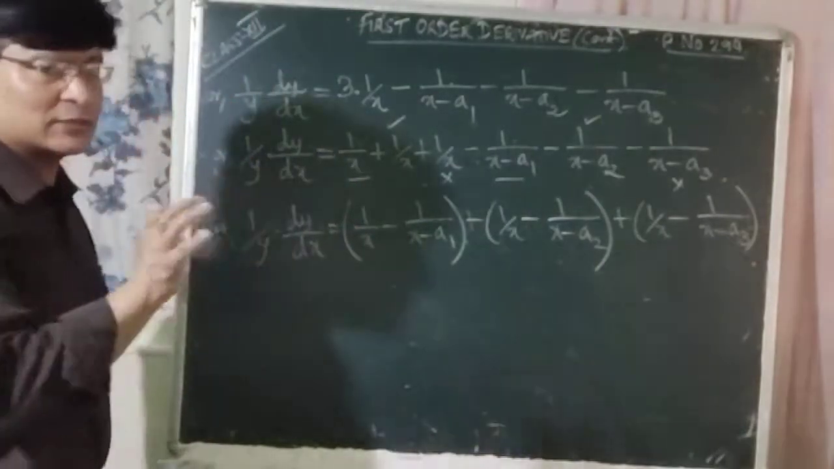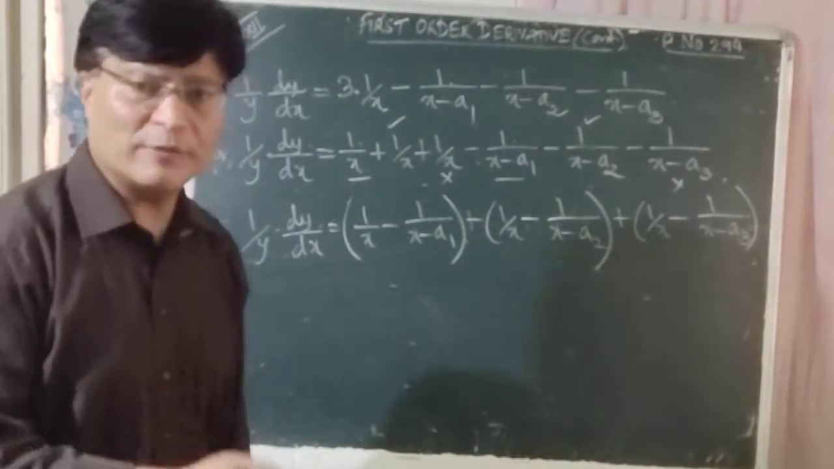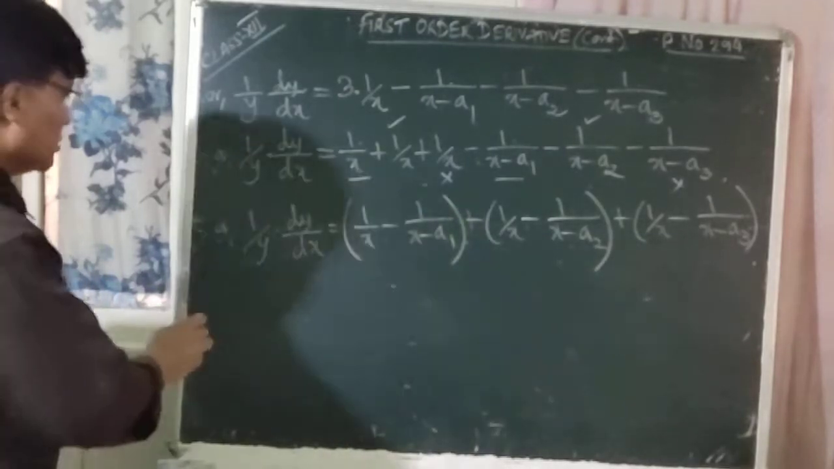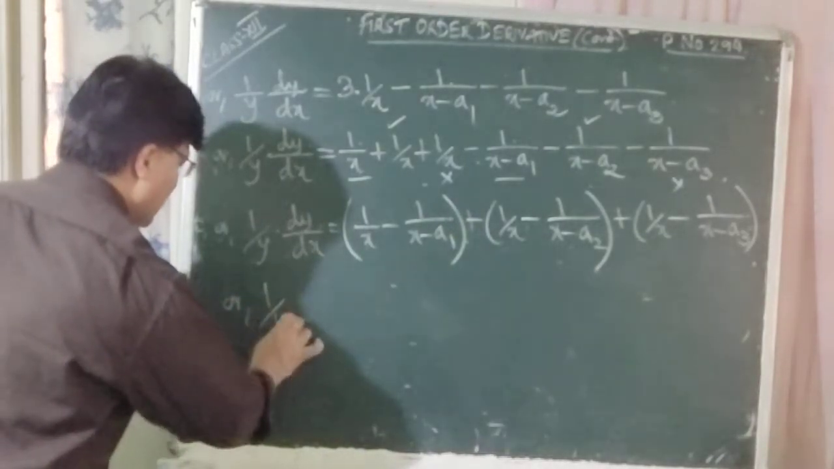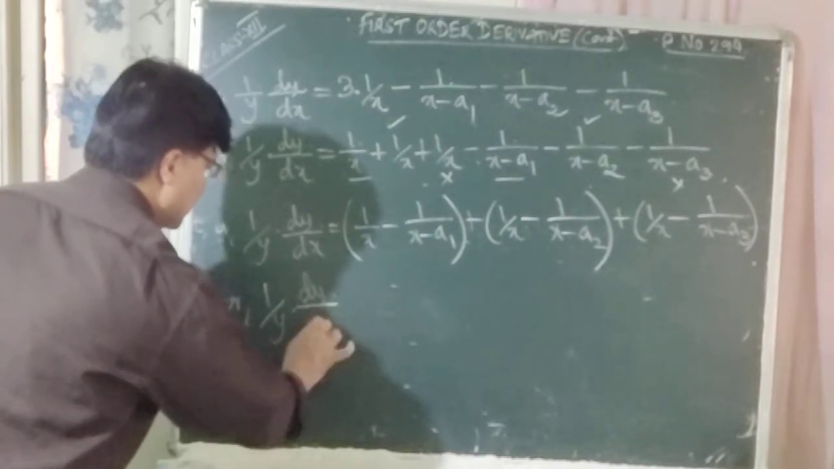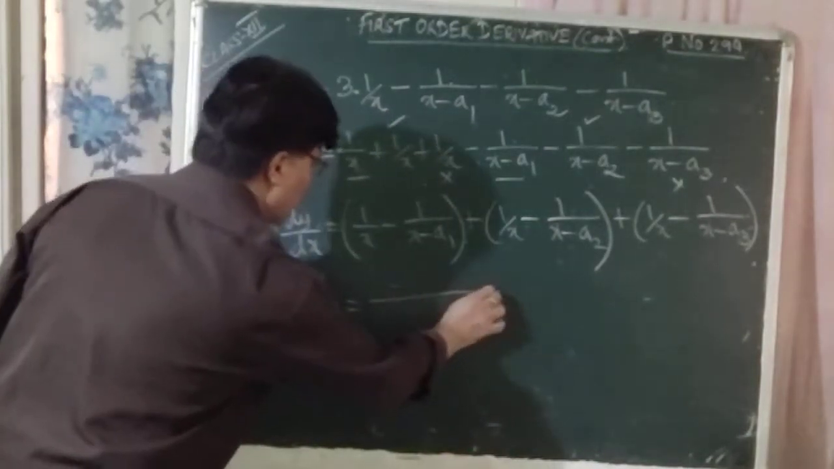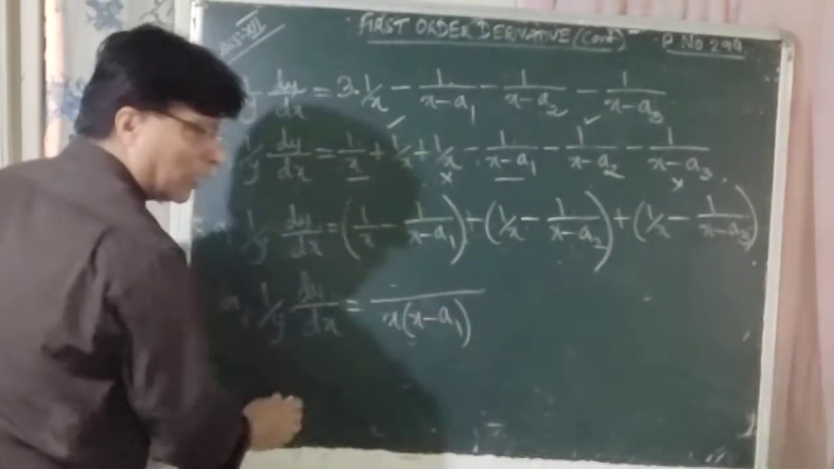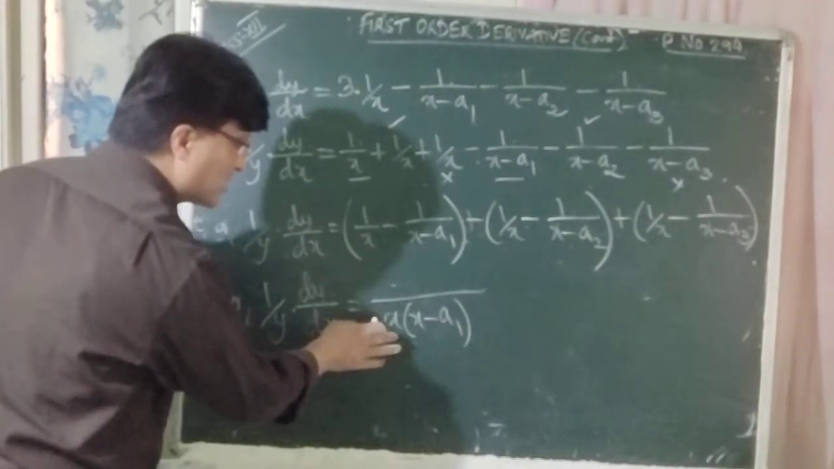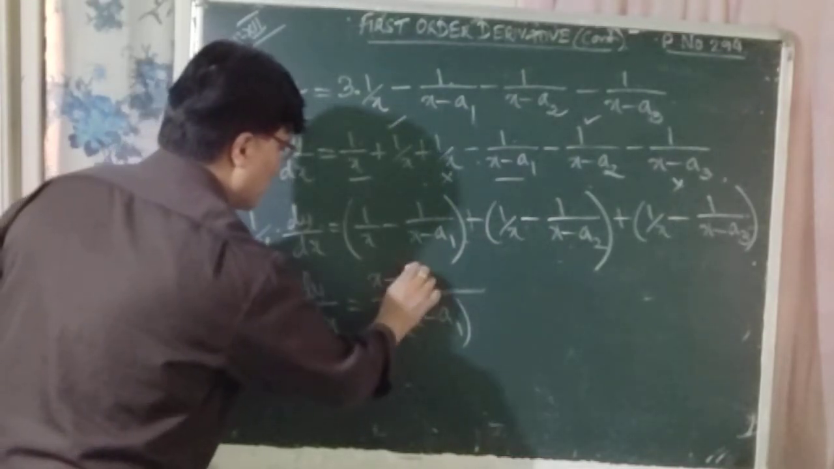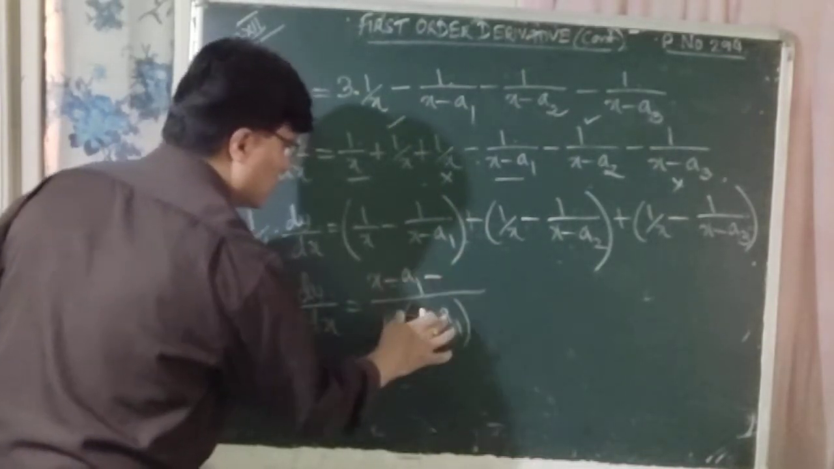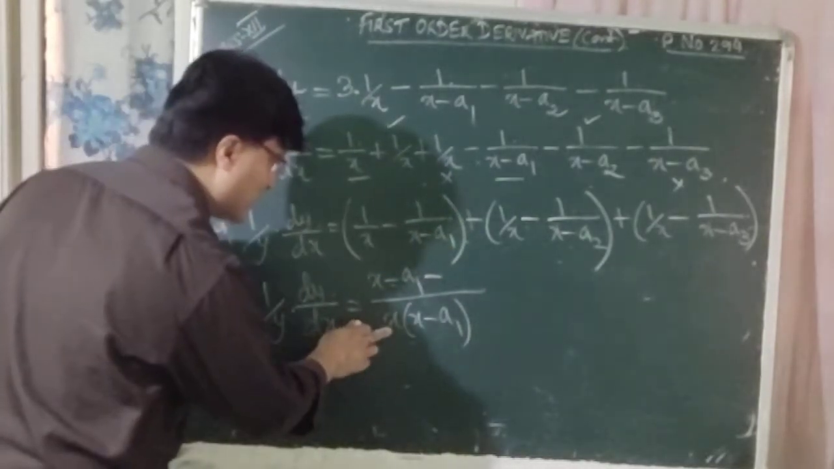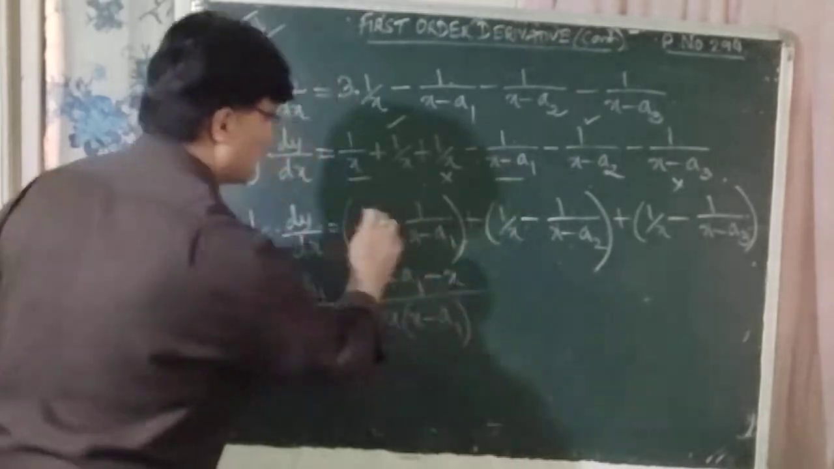Now we have taken the terms in pair. Now we have to simplify those terms which are taken in pair. Okay? So let us take the LCM. 1 upon y into dy by dx is equal to, what's the LCM here now? It is x into x minus a1. Now this LCM divided by x gets cancelled, so it is x minus a1, then minus, this LCM divided by x minus a1 will be cancelled, so it remains x only, so x into 1 is x.